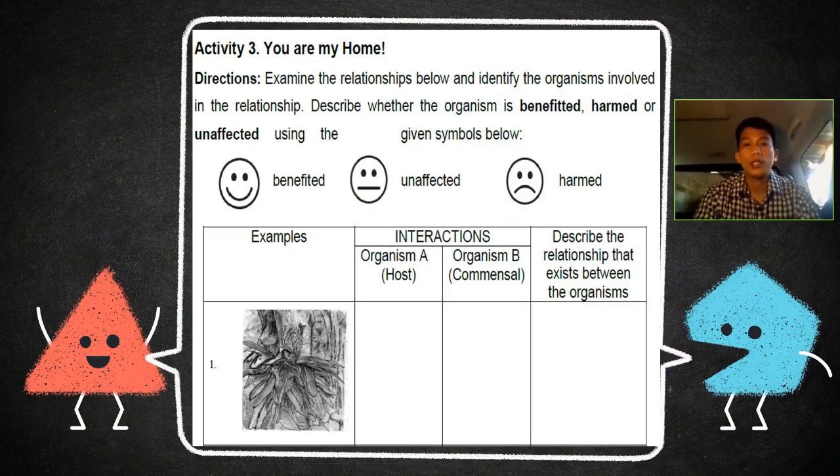Activity 3, you are my home. Directions: examine the relationship below, identify the organism involved in the relationship, describe whether the organism is benefited, harmed, or unaffected. So you are going to draw the given symbol below: smiley for benefited, sad for harmed, and unaffected, no emotions at all.